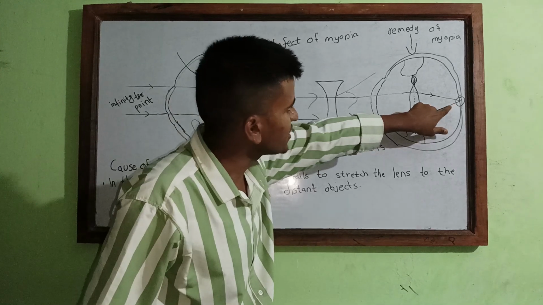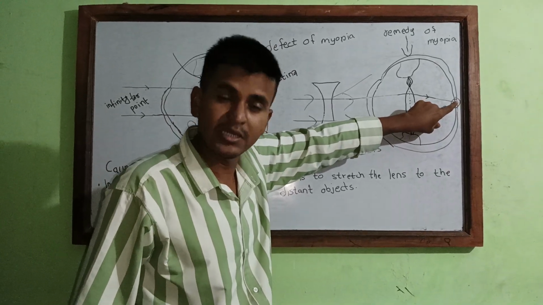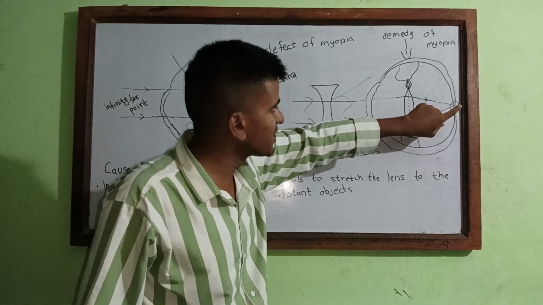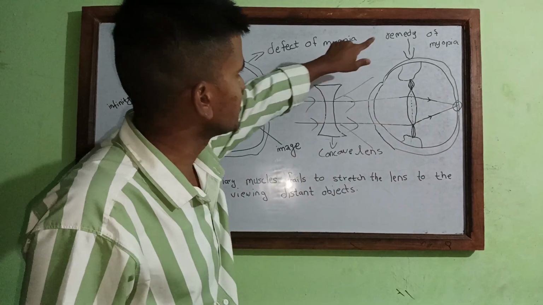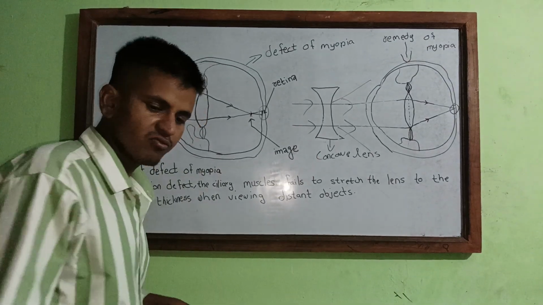So it means that now the image is formed exactly on retina. It means now the person, he or she, can view the image. So this is the remedy of myopia. In that way the remedy will be done.